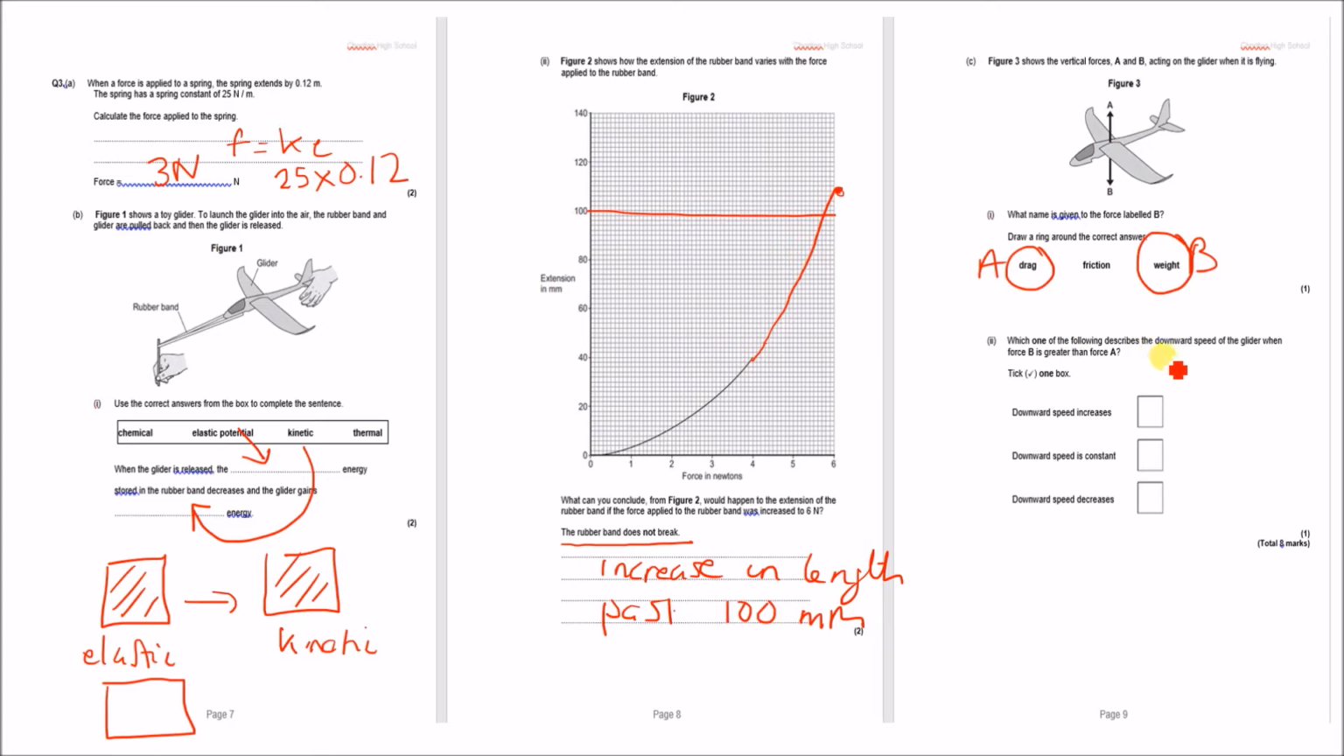Which one of the following describes the downward speed of the glider when force B is greater than A? So remember, if we have one force that is bigger than the other, we get acceleration. We get acceleration because there is a resultant force. So if we have acceleration, the downward speed must be increasing. So we know that's wrong. We know that's wrong because the forces would have to be the same. So it must be that one.